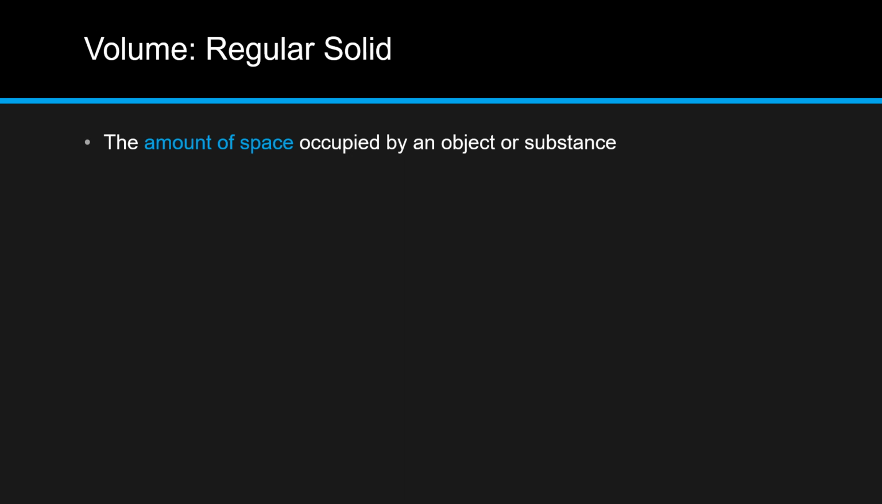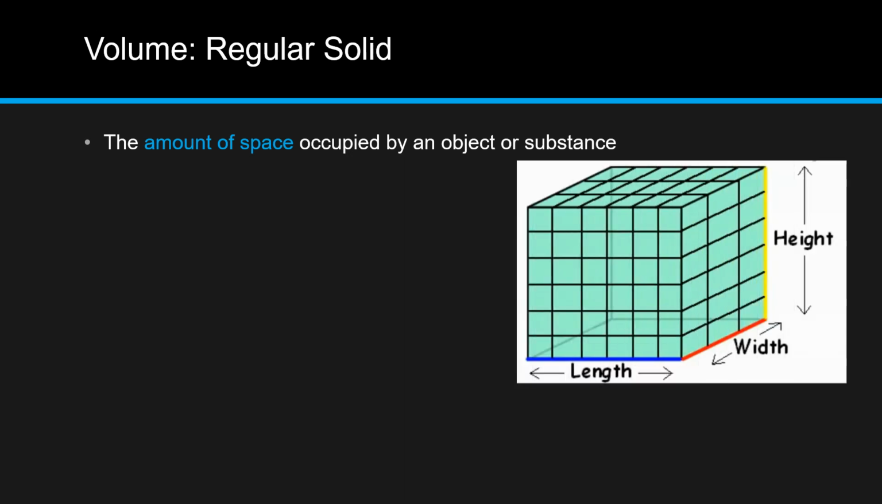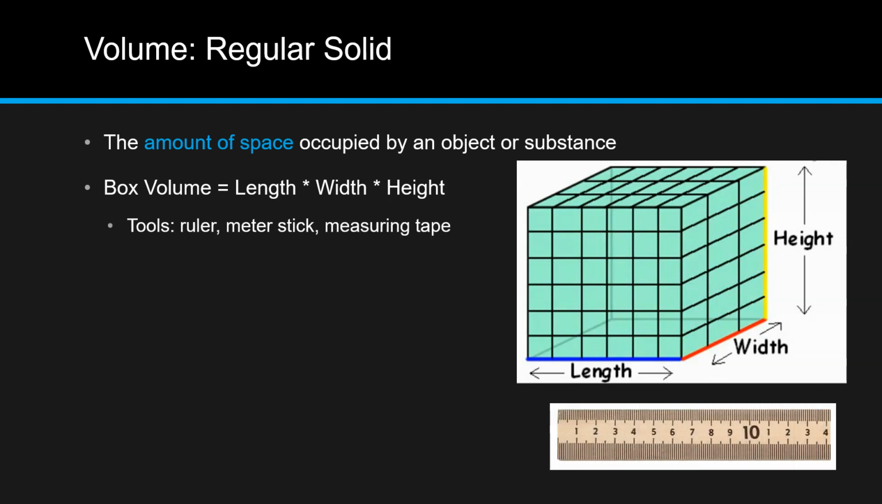What about measuring the volume of a solid? It depends on the shape of the solid. If we have a box of some kind, all we need to do is multiply the length by the width by the height. In order to measure the length, width, and height, you would use a ruler, a meter stick, or measuring tape. Let's use this box as an example.